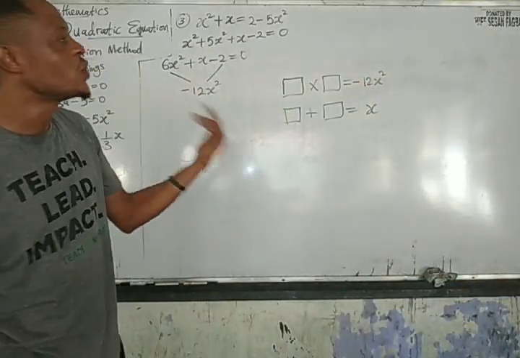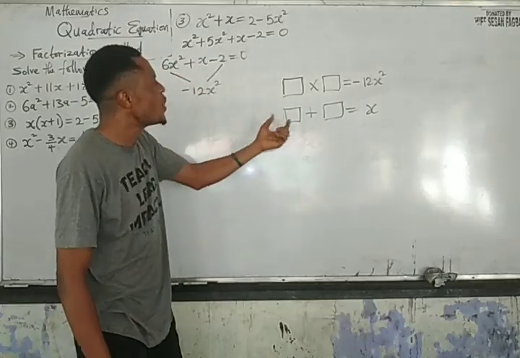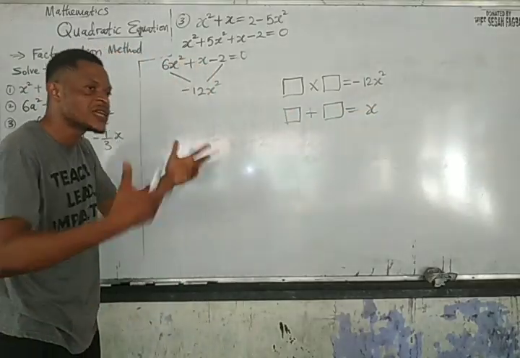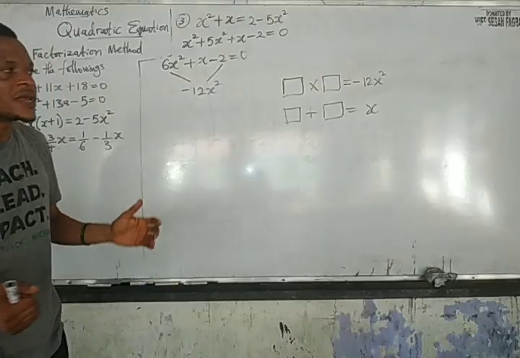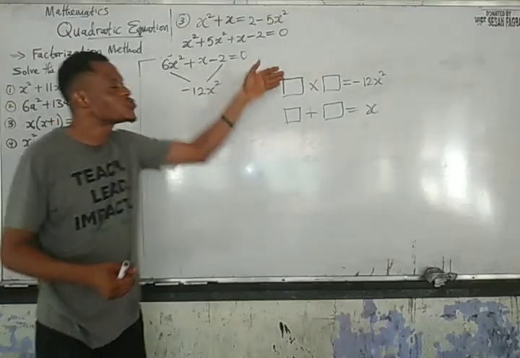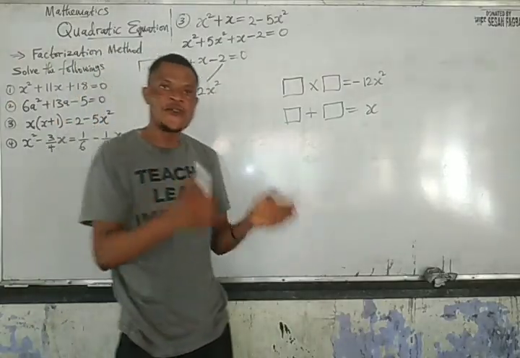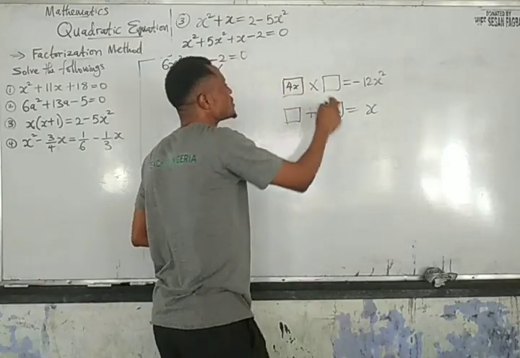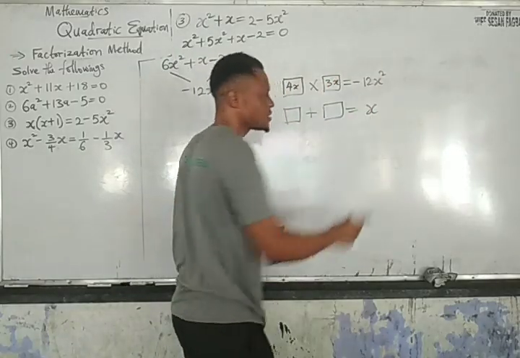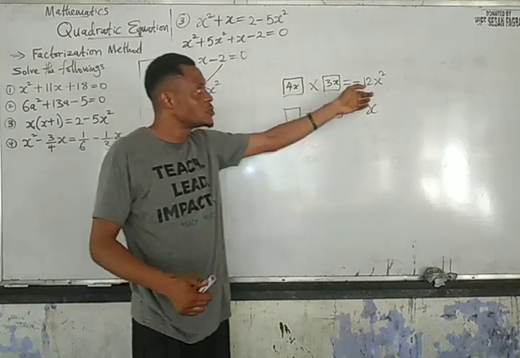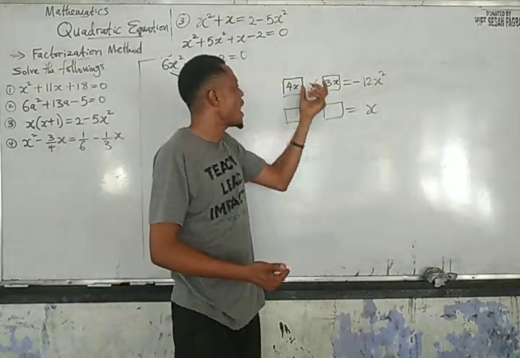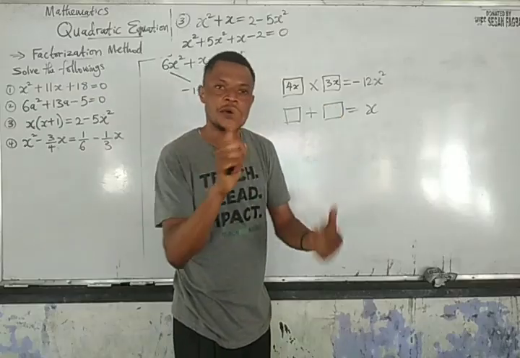12 and 1 will give us 12, fine. But 12 plus 1 will never give us 1. Then we think of another factor again. What will we use to give us 12? Of course, it's going to be 4 and 3. By the time you consider 4x and 3x, when you multiply the two together, it will give us 12. But logically again, when you think of 4 and 3, it will surely give us the 1.